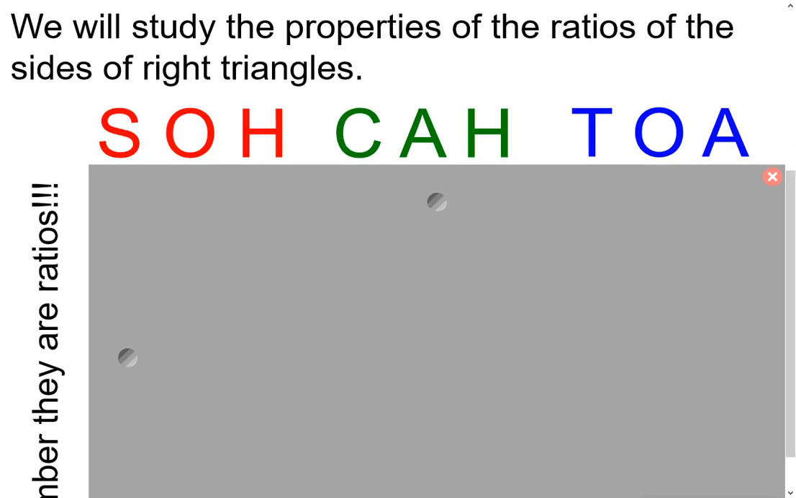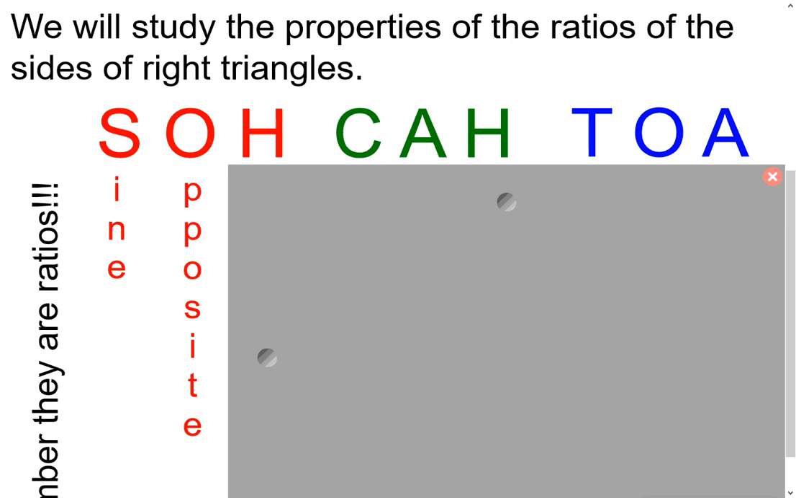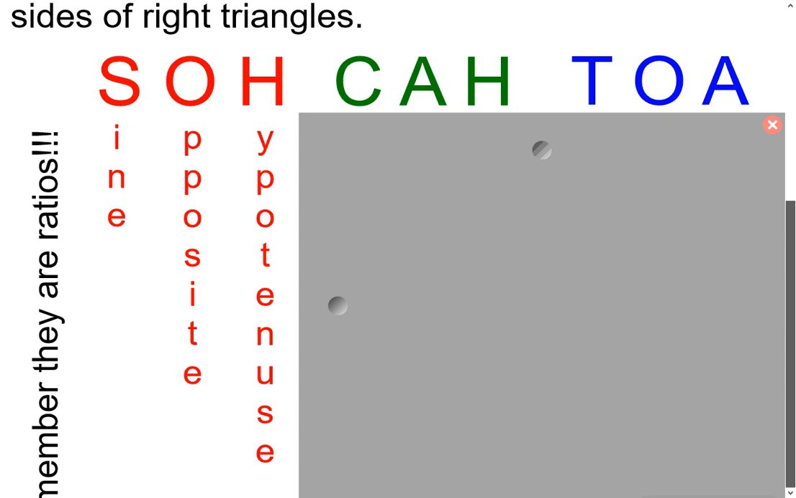Now, an acronym that's helped me out a lot to remember the trig functions is this SOHCAHTOA. And what that is, S stands for sine, which is one of our trig ratios. Now sine is the ratio of the opposite side of our triangle over the hypotenuse of our triangle. Maybe I should scroll this down a little bit more so you can see it all. There we go. So that's the SOH part, deals with sine, opposite over hypotenuse.